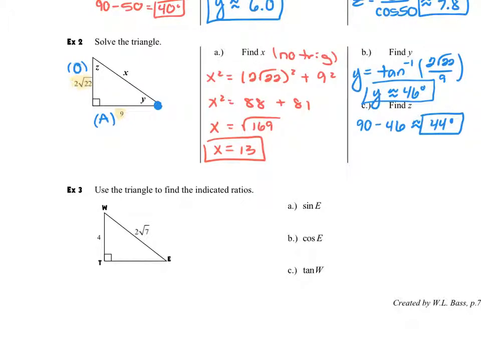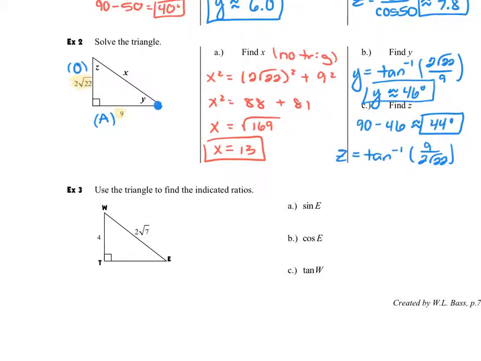If you wanted to type this into your calculator with your inverse tangent notation, you could do inverse tangent, change your perspective, and then it would be 9 divided by 2 radical 22. So either way, you'll get that answer, but I would just subtract from 90.